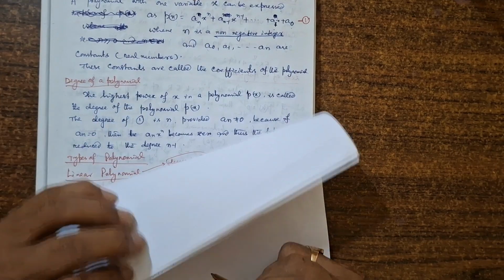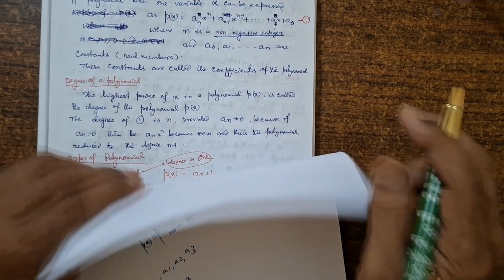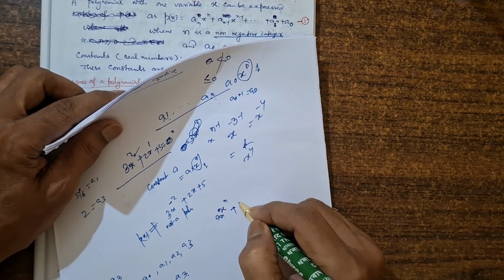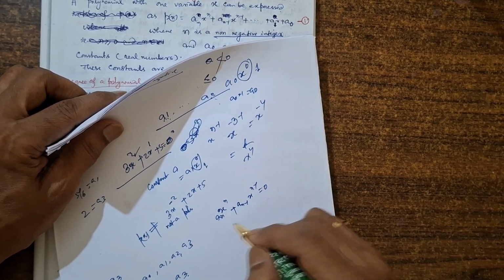Suppose a_n x to the power n plus a_(n-1) x to the power n minus 1, all these, two terms only.